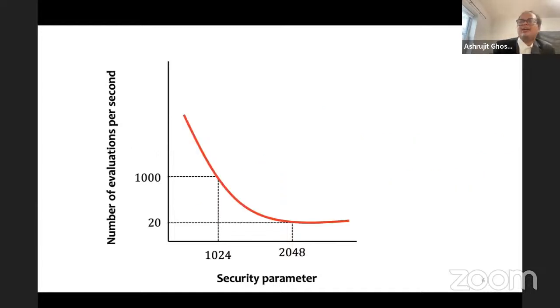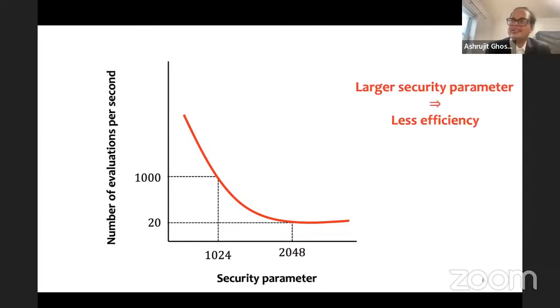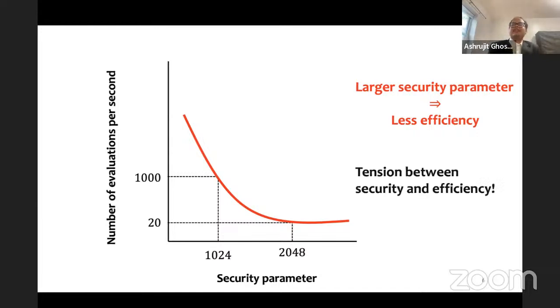On the other hand, a larger security parameter means it takes longer to evaluate a cryptographic primitive. The graph here shows an example of how much slower a cryptographic primitive becomes when we increase the security parameter from 1024 to 2048. The larger the security parameter is, the less efficient the cryptographic system. Therefore, there is an inherent tension between security and efficiency that underlies the choice of security parameter.